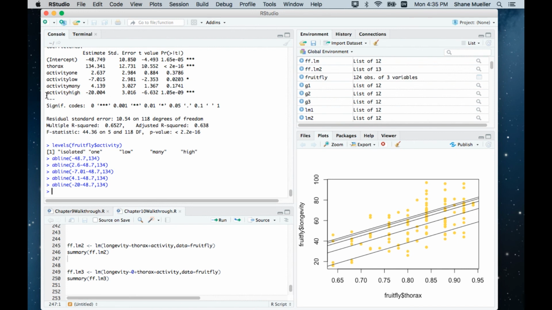And these tests are always going to be with respect to the 0 level. So they're going to be with respect to isolated, and so we can say that high activity is significantly worse than isolated, which was this guy. And in order to test whether it's different from another one, you'd have to do a different combination, but you can look at these and see which ones are significantly different.